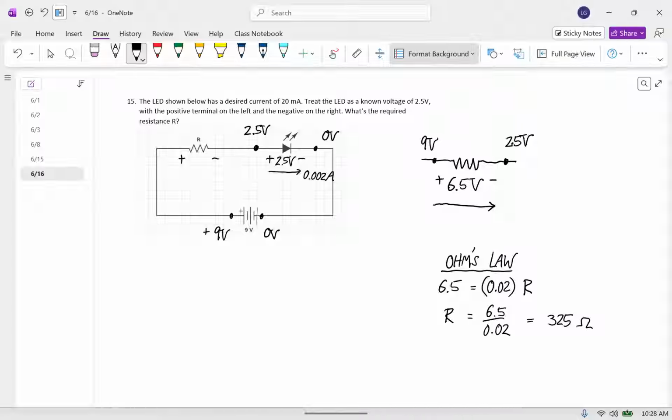An LED, for example, if the optimal performance comes at 20 milliamps, you can make it work from 10 milliamps to maybe up to 30 milliamps before it starts to cause damage. So as long as you're close to that resistance of 325, it's fine.